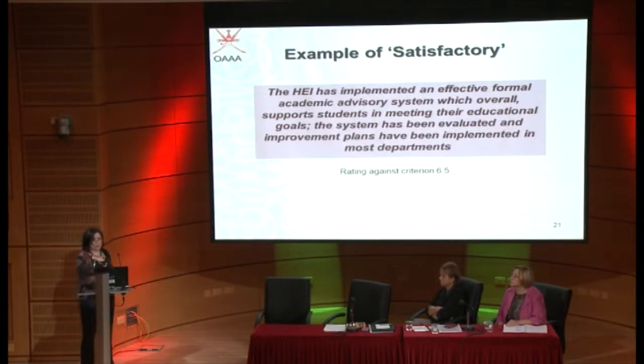So this is an example of satisfactory. This institution, again, against criterion 6.5, has implemented an effective formal academic advisory system, which overall, it's not absolutely perfect, but overall, it's supporting students in meeting their educational goals. There's a sense that the system has been evaluated, and there have been improvement plans which have been implemented in most departments. So what we're trying to get across is that we know that institutions can't do everything absolutely fine all the time, but they've got mechanisms in place to show that at least the minimum standard, most of the time, in most of the departments, is being met.